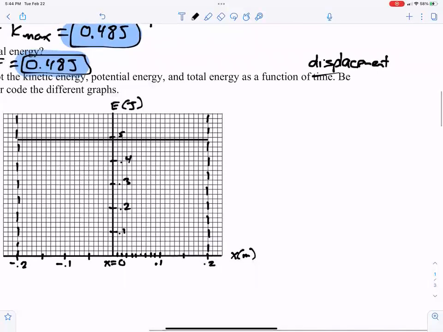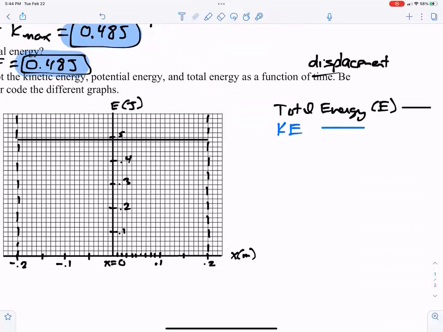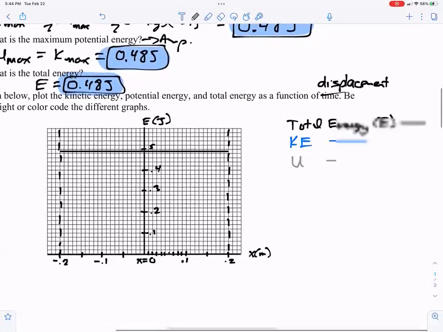Make a legend over to the side. Total energy, E, is going to be a black line. I'll make kinetic energy a blue line, and I'll make potential energy a gray line. So color code it or make dashed line systems, give some sort of legend or key off to the side.